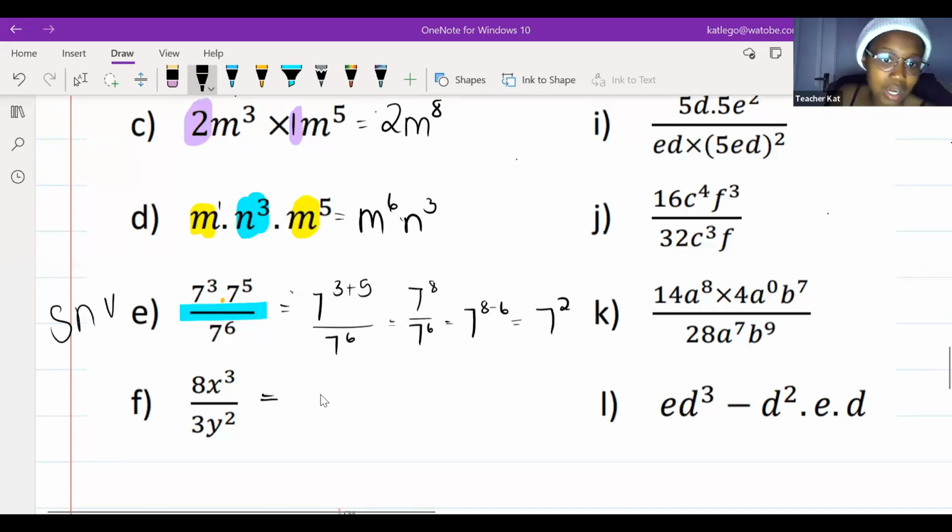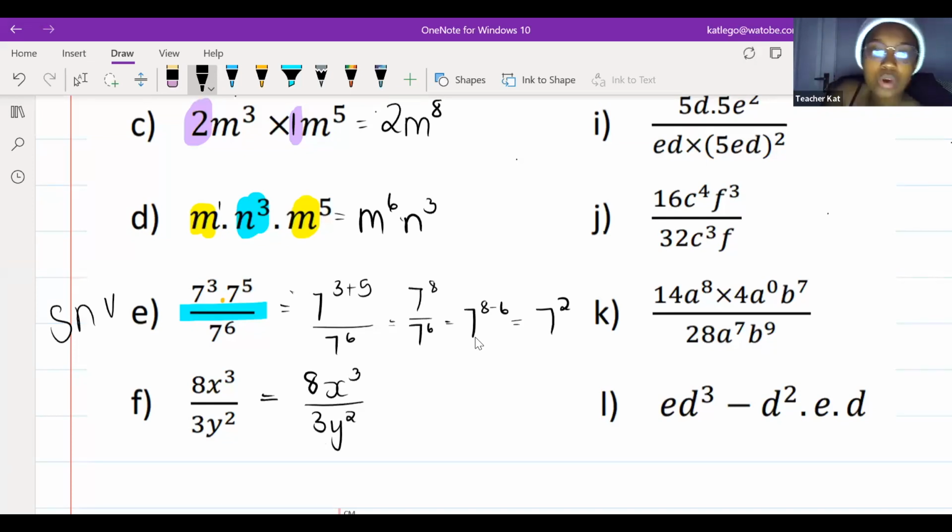What's happening there by the variables, guys? Anyone know? Any ideas? They're not the same. Michael, be careful. They're not the same. So what happens if they're not the same? Can we do anything with them? No. So literally, we're going to rewrite this the way it is because you can't do anything about it, right? So this answer is literally 8x to the power of 3 over 3y squared.